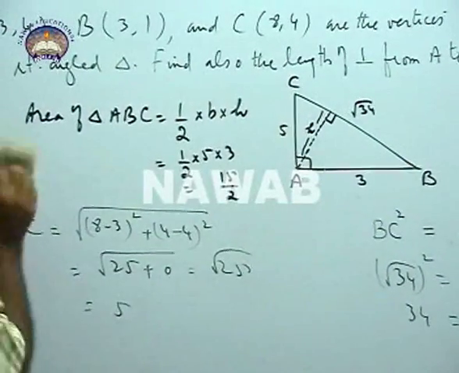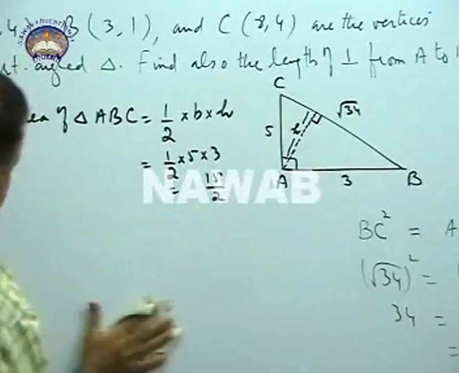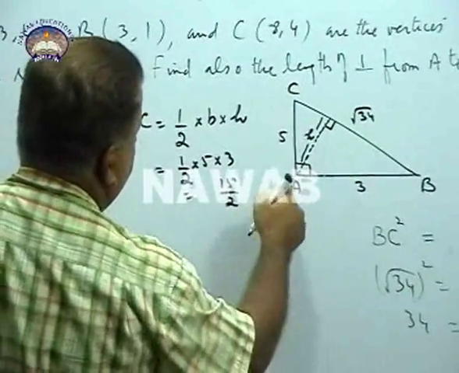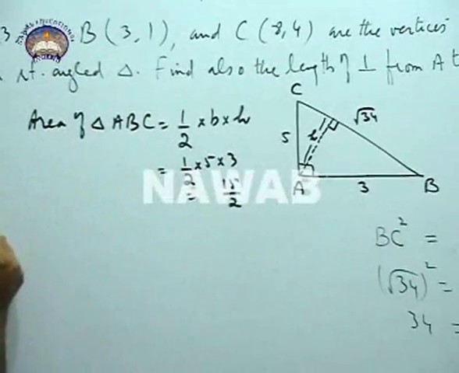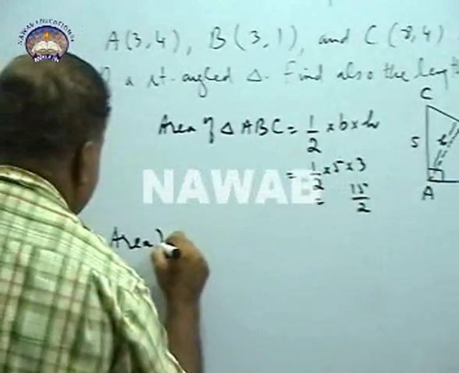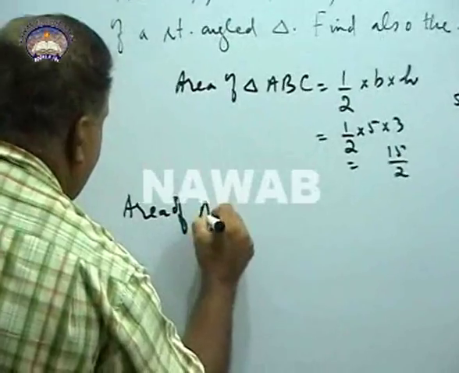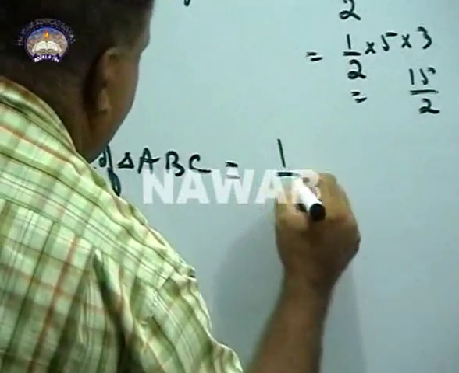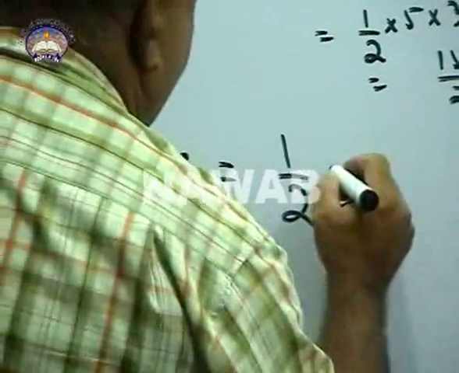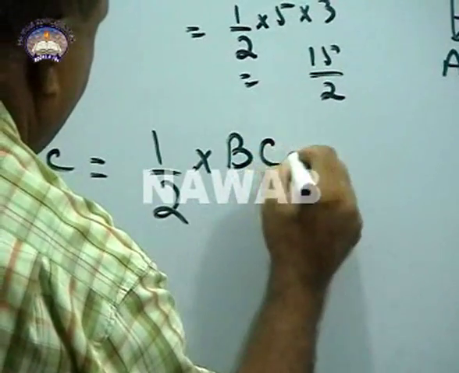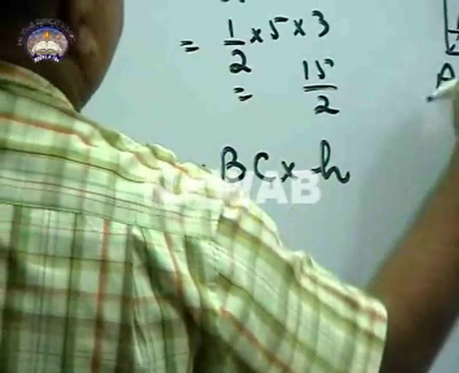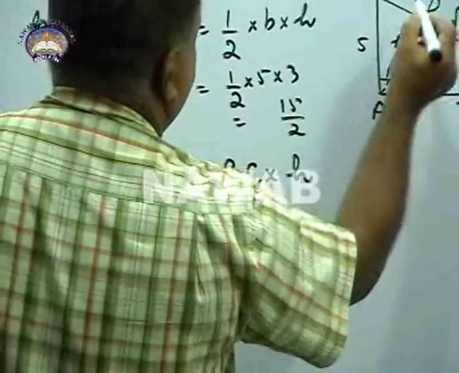But now if we want to find the length of altitude from A to BC, then area of triangle ABC can also be written as 1 by 2 times BC into this height. Let me suppose this point as D.